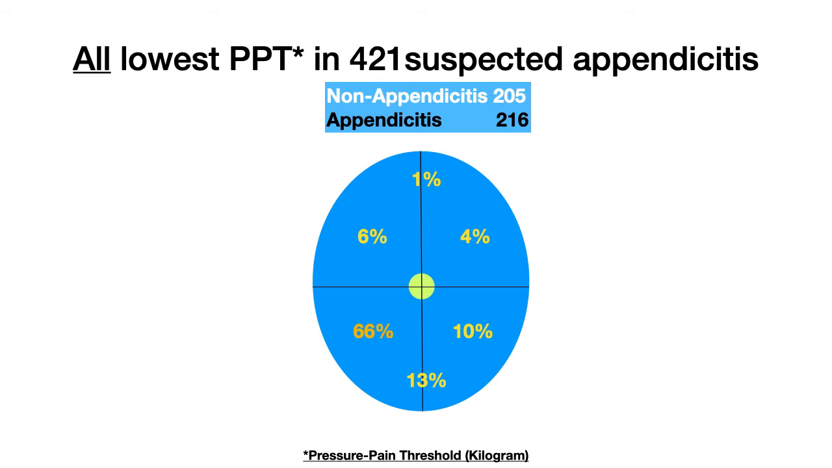First of all, a diagram showing all the lowest thresholds in 421 patients. 205 had non-appendicitis, 216 with appendicitis, and 66 of the lowest thresholds were in the right lower quadrant, perhaps not surprising. In fact, 89% of the lowest thresholds were below the umbilicus, 11% were above.